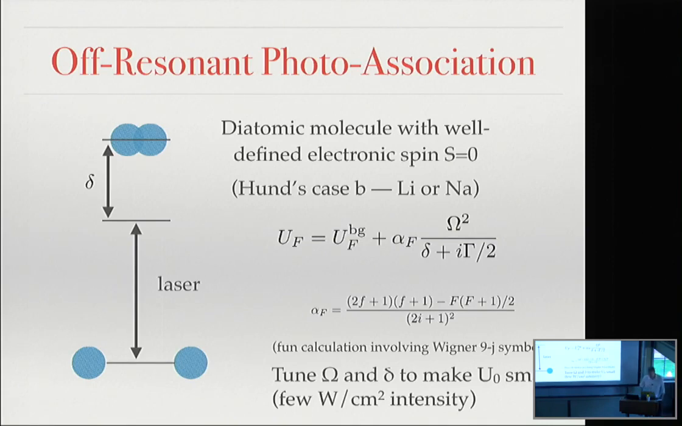Right? And we just looked at some typical experiments looking at photo-association and the strength of those lines and the lifetimes, and came up with an estimate of a few watts per centimeter squared should be enough to do this, though I fully admit there's lots of little things in there which probably need to be thought about harder.